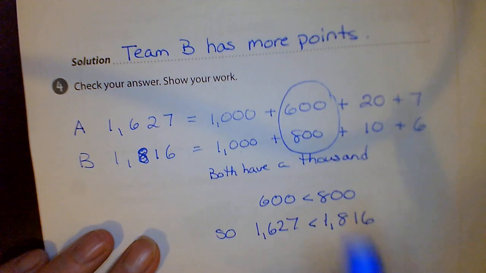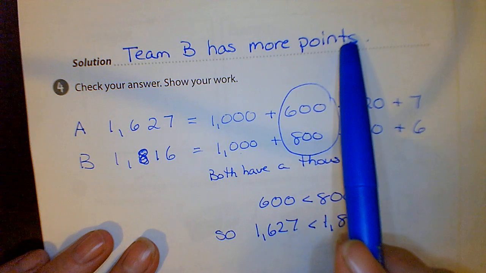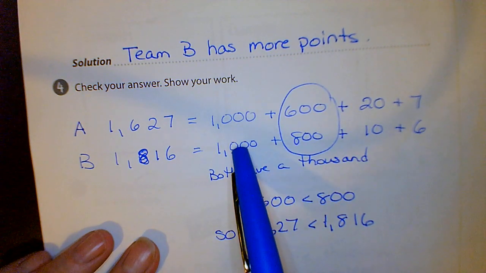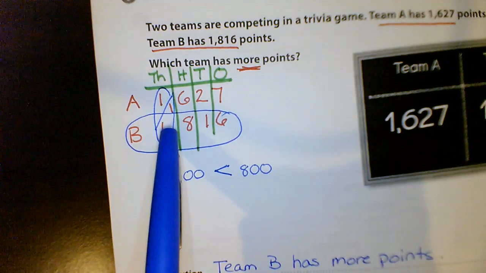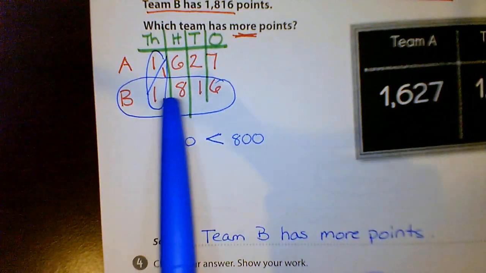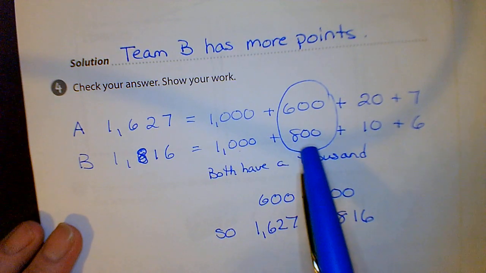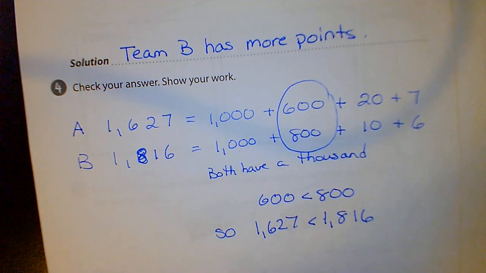But ultimately, what you should be telling me is that Team B has more points, and what you should notice is that since they both have 1,000 points, you had to look at the hundreds place. And then in the hundreds place, clearly Team B had more, and so Team B has more points.